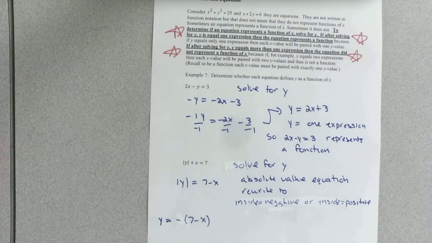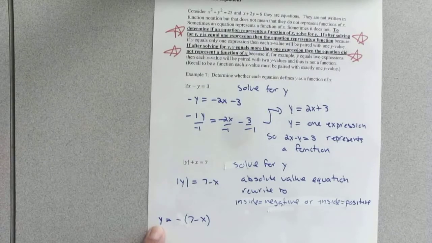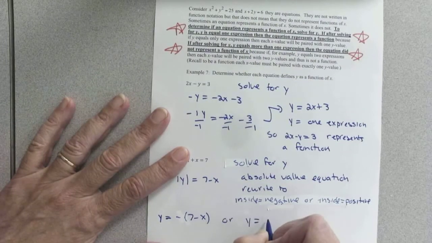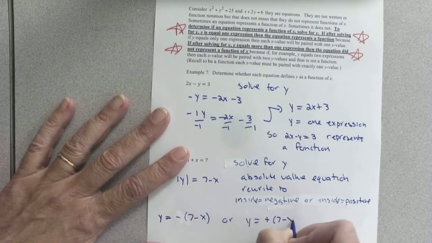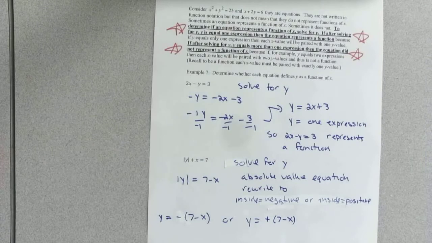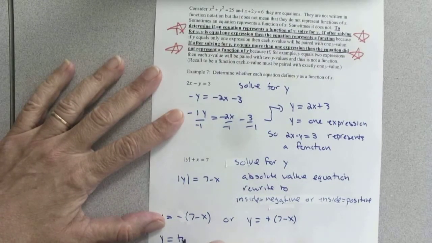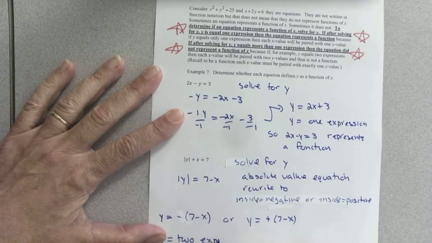Back when we did it with simpler little equations, you just had a 12 over there, so you wrote negative 12 or whatever it was. You took the inside equal to negative 12, the inside equal to 12. We're still going to do the same thing here. Inside equal to the negative, or the inside equal to, and I'll be very specific, the positive. So we have y equals 2 expressions.